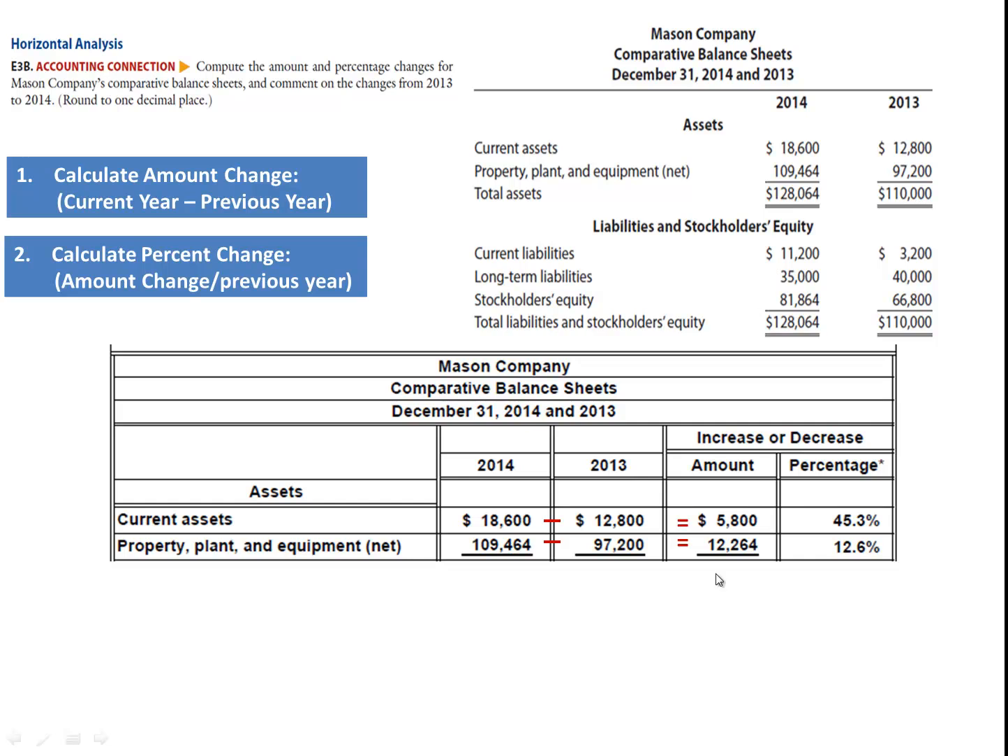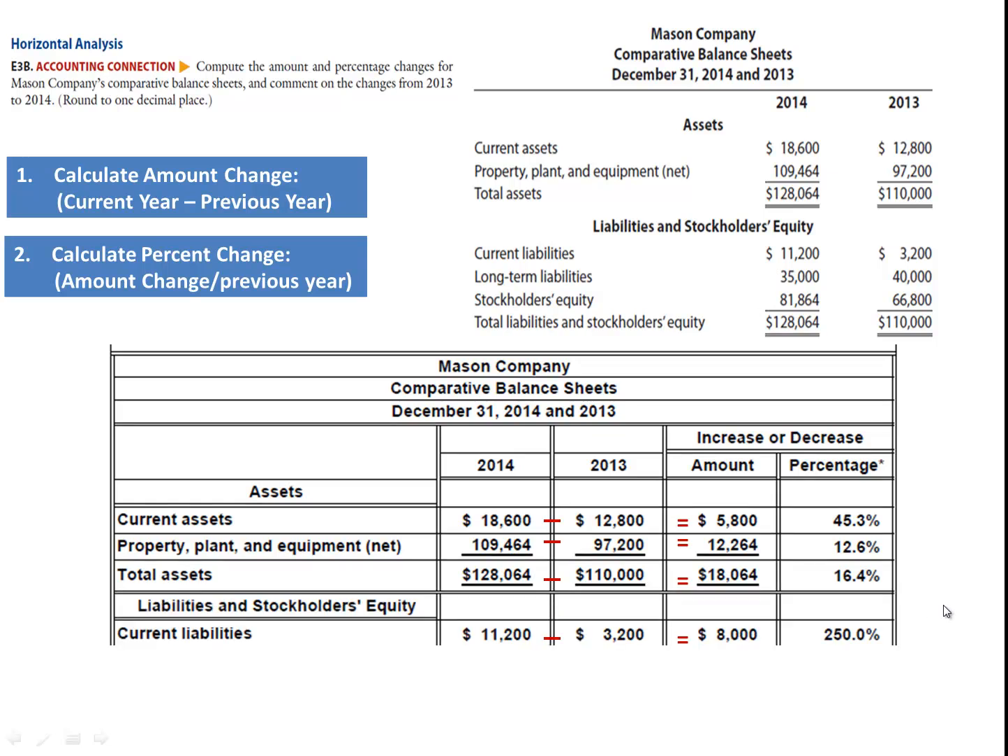So for property, plant, and equipment, we increased from one year to the next in the 12,264. We take our change divided by where we started, and we had a 12.6% increase in our property, plant, and equipment. Our total assets had an overall 16.4% increase. We went from 110,000 to 128,600, or 128,064. So we take the change divided by where we started, and it gives us an overall 16.4% increase.